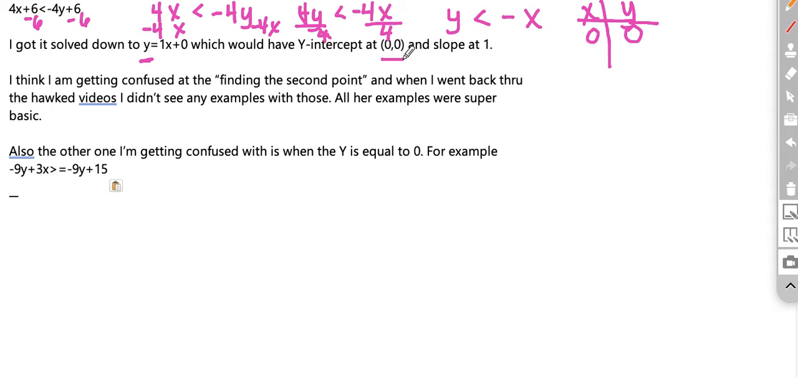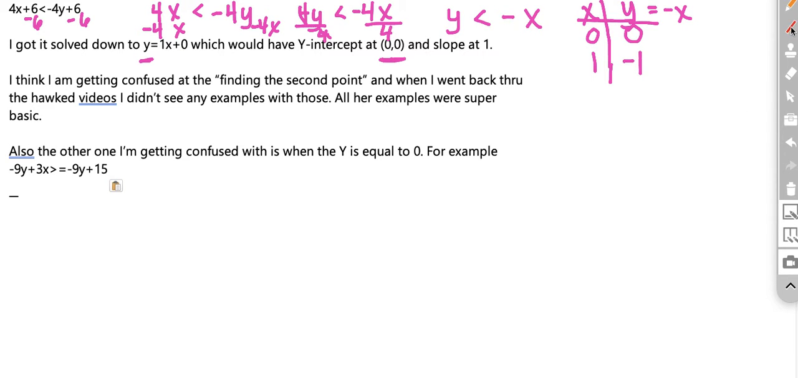Okay, so that is actually the y-intercept. And then if we put in 1 for x, well, if we're looking at this as y equals negative x, because we're looking at a line first, and then we're going to dot the line. So if we substitute 1 in for x, then we get negative 1 for y. Okay, so now I have 2 points. I have all that I need in order to graph.